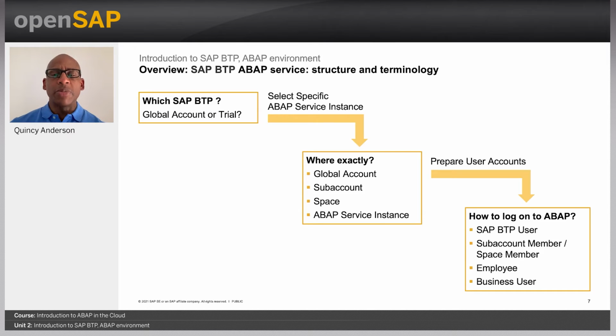In both landscapes, your BTP ABAP environment instance, which is known as an ABAP service instance, is set up in a Cloud Foundry space, which is part of the Cloud Foundry environment in a sub-account. Users can then be maintained to log on to an ABAP service instance. These users can be a BTP user, sub-account user, space user, employee, or a business user.